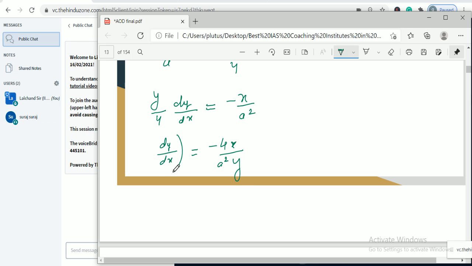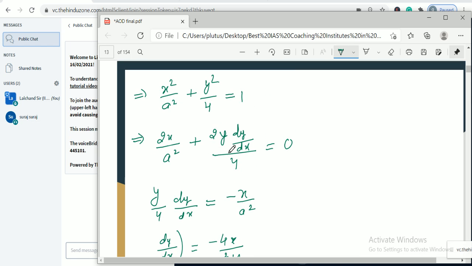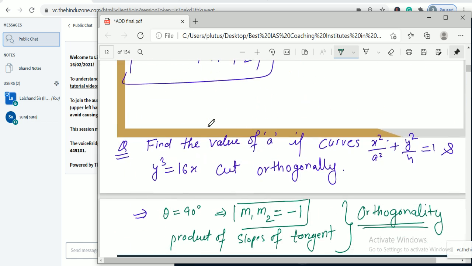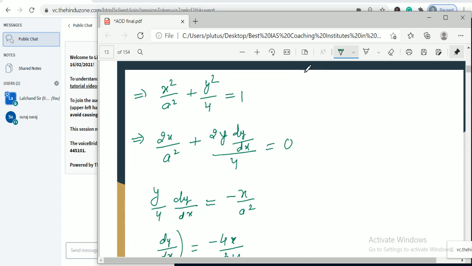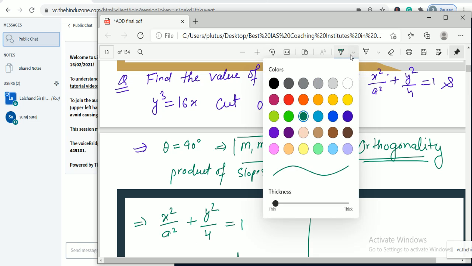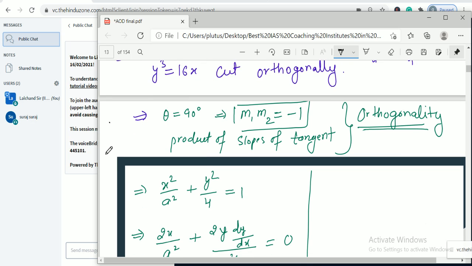For some point x1 and y1, we can put x1 and y1, because the point where the curves intersect will be the same. We are talking about the same point. Okay. So now the second curve. Can you find out the slope for the second curve in a similar way? The second curve is y cube equal to 16x, isn't it? This is the value of the second curve.